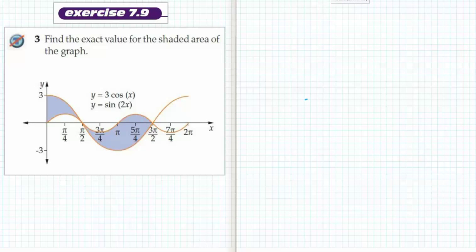This is for Year 12 Methods. It comes out of Chapter 7 at 7.9, question number 3. Find the exact value of the shaded region of the graph. Don't have a calculator. We've got a sine curve that has been dilated from the x-axis by 3.